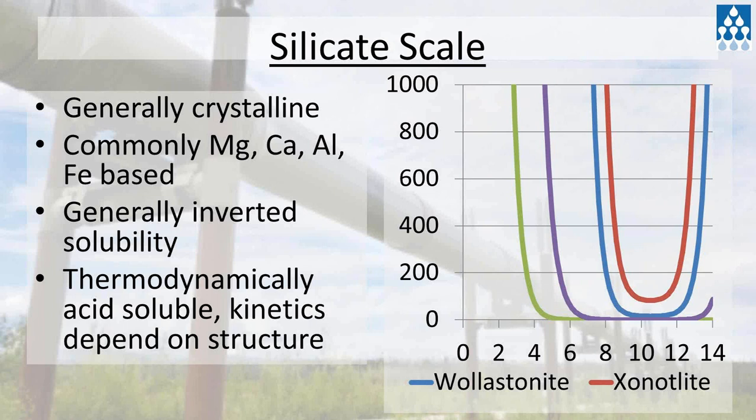The four salts we have over this side, by the way, are xonotlite and wollastonite, which are two commonly found calcium scale species. And you can see they scale predominantly in that area around 9 to 10 pH. The purple line is talc, so a magnesium silicate salt. And the green line represents analcime, which is an aluminium-based one.